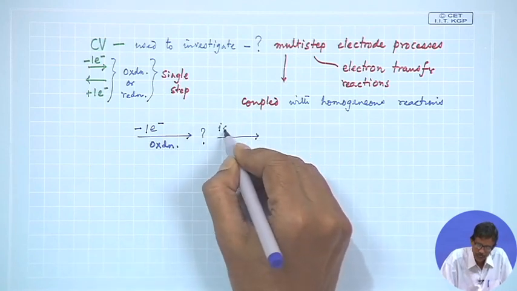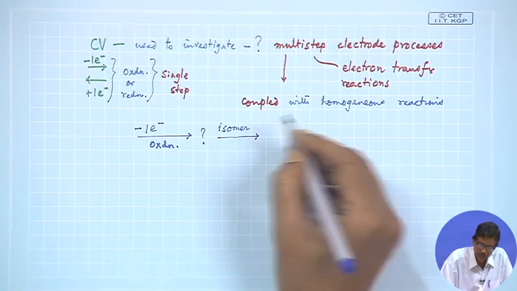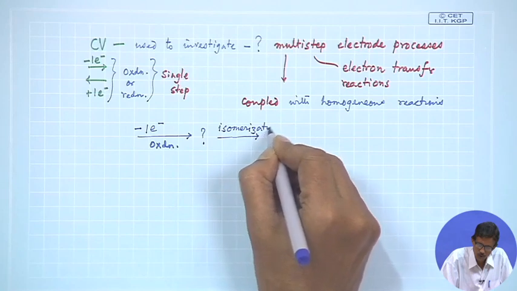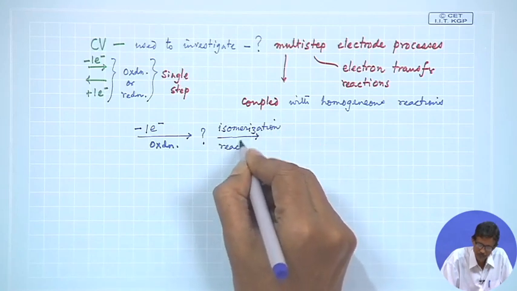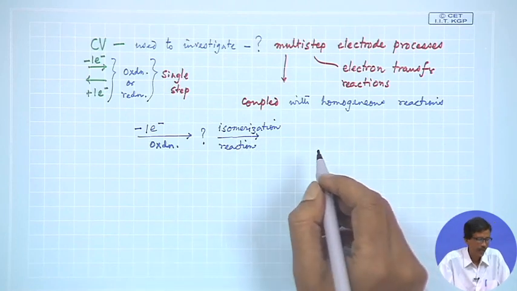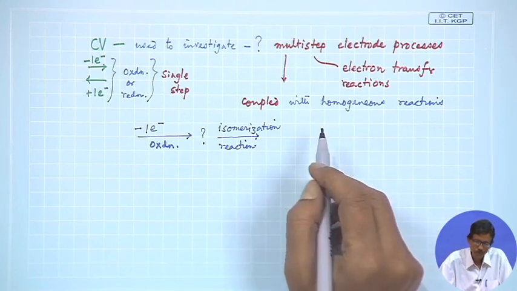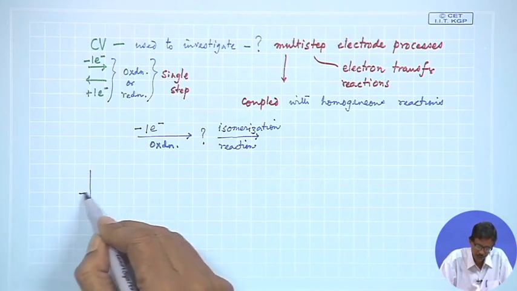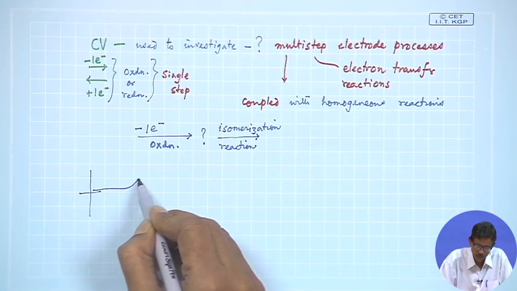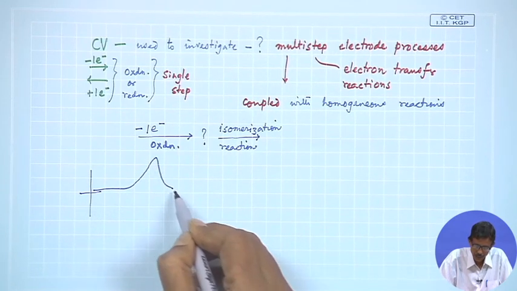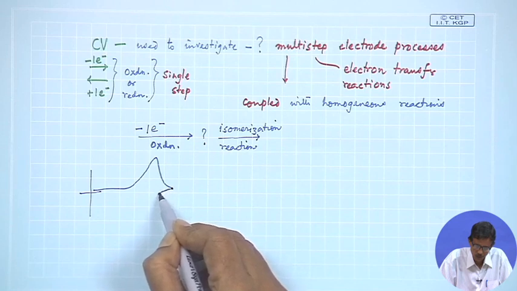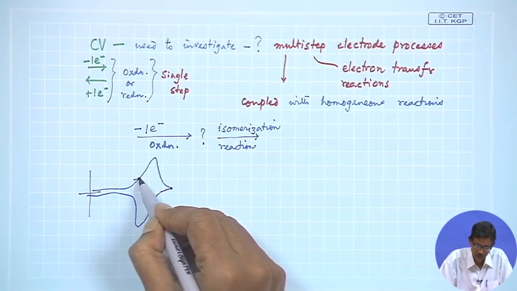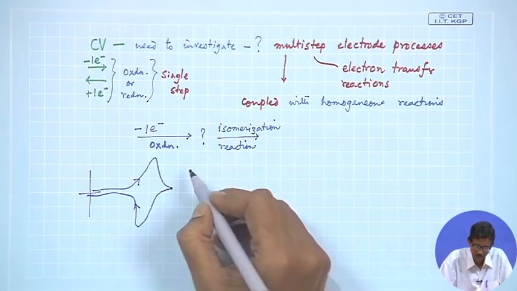So, that can be considered as the follow up reaction, the homogeneous reaction following electron transfer, an isomerization reaction, and that we can also follow very nicely. And whatever cyclic voltammogram you get from a starting potential, and then the corresponding switching potential, you get a forward scan and the backward scan.